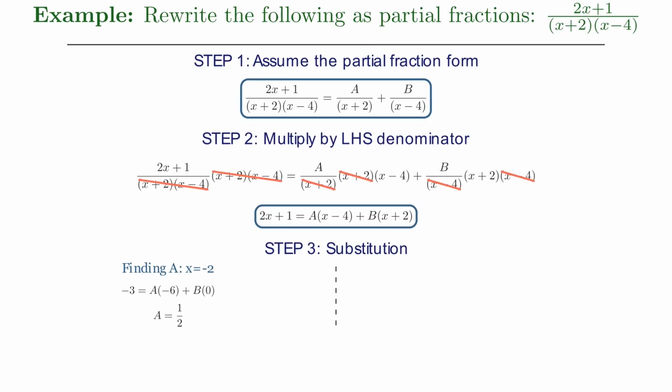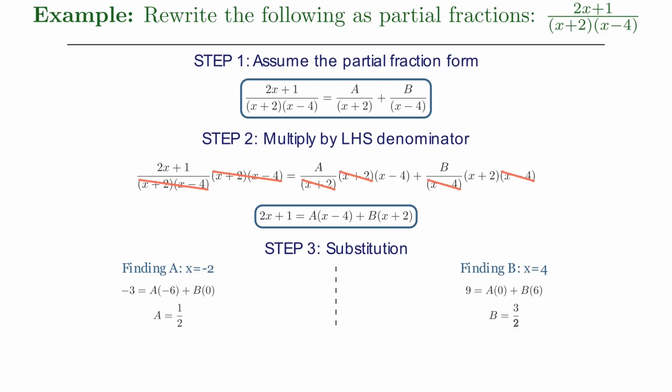Now to find the B, I want to make the x - 4 equal to 0, so choosing x equals 4 and substituting this into our equation. 2 times 4 plus 1 is 9. And this is equal to A times (4 - 4), which is 0, plus B times (4 + 2), which is 6. So dividing the equation by the 6, we get that B is equal to 3/2.